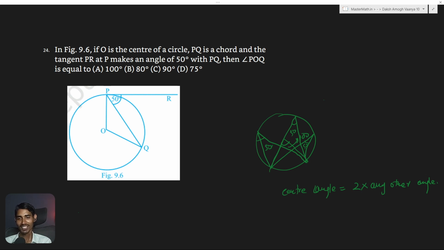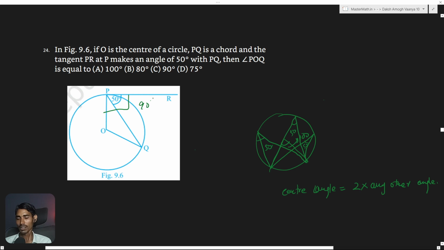Yes, sir. The angle OPR is 90 degrees because of the point of contact theorem. It is not line of contact, it is point of contact theorem. And we are given that RPQ is 50 degrees.